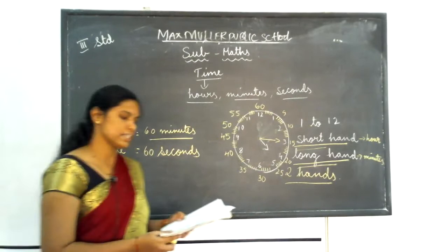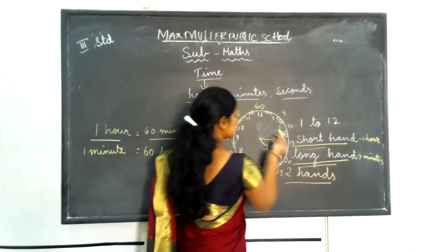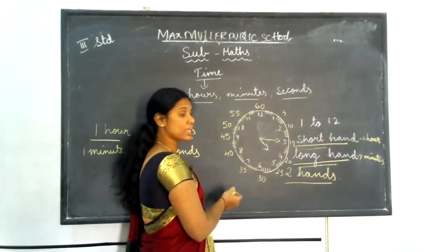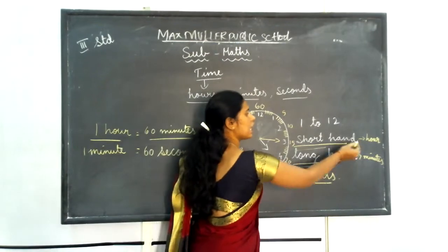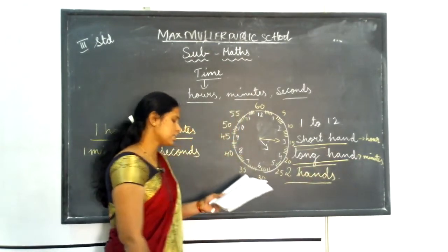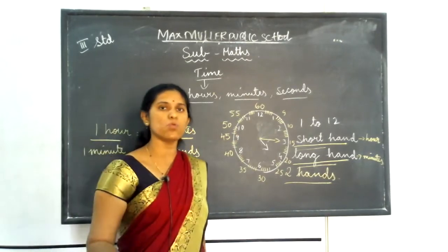The long hand is the minute hand. It shows minutes. The long hand's work is what? Minute hand. The short hand is the hour hand. Not only that, the long hand takes 1 hour to complete 1 round.